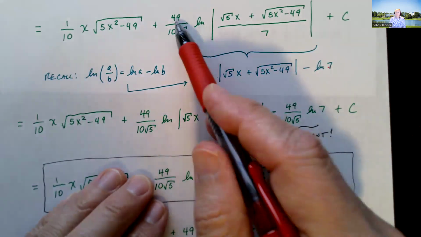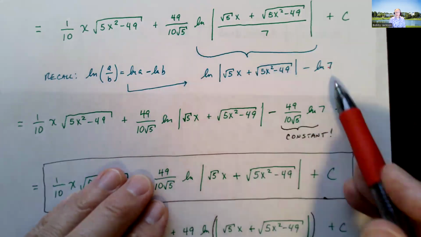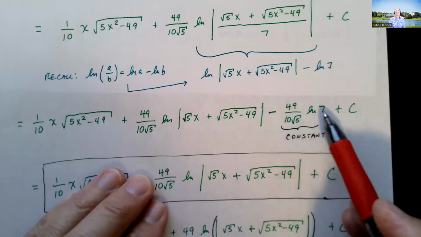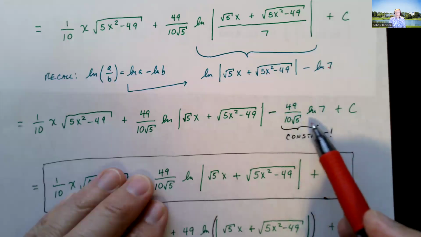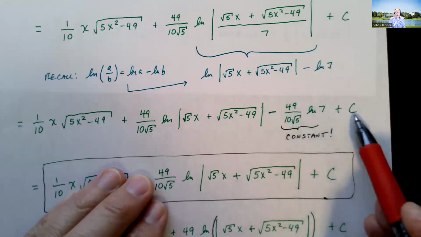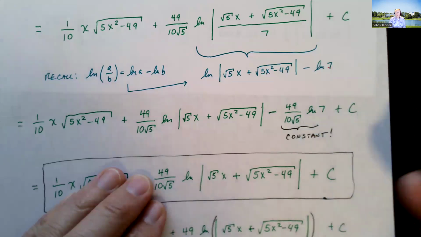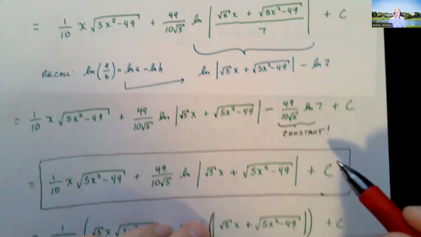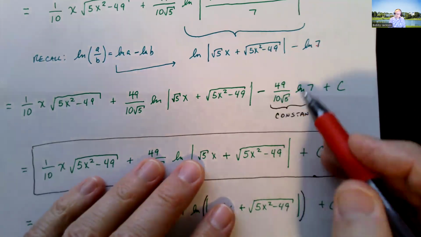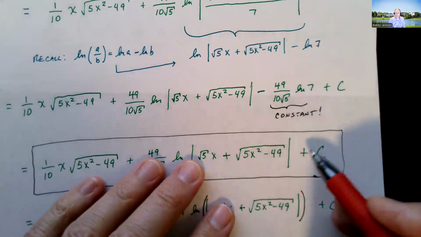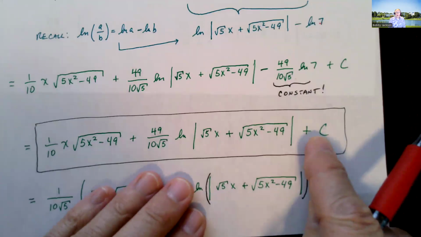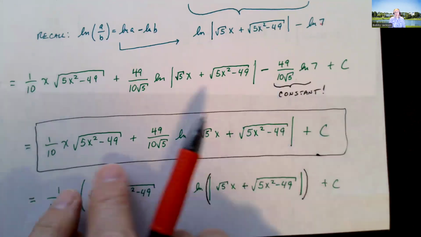Okay, so it's 49 over 10 root 5 times each of those things. And I'll just have you look at this expression here. There's no x here. This is a constant. And so if I have some constant plus some arbitrary constant, what's that all going to be? Some arbitrary constant. So again, this c right here is not the same as this c. We've sort of absorbed this constant into that c. It's still a constant. So this is what we get, right?